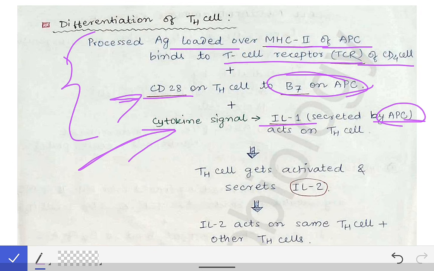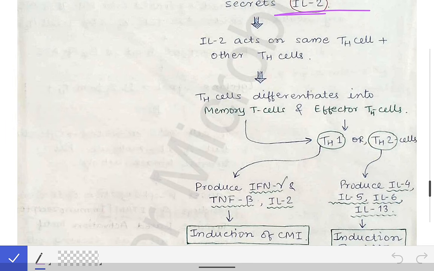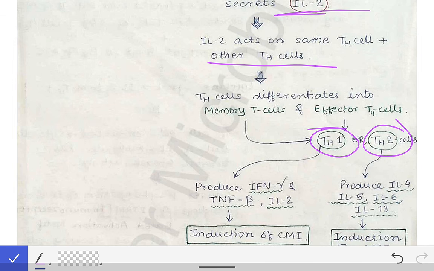What happens after that? After these three signals are received by the helper T cell, this helper T cell gets activated and starts secreting interleukin 2. That interleukin 2 acts on the same helper T cell, plus it also acts on other helper T cells as well. As a result, there is formation of the memory cells plus the effector helper cells. Both will be produced, the memory T cells and the effector T cells. Now that effector T cells can be either the type 1 helper T cell or the type 2 helper T cells. If it is the type 1 helper T cell, it is going to activate the cell mediated immunity, while if a type 2 helper T cell is produced, then it is going to induce the antibody mediated immune response by different types of cytokines.